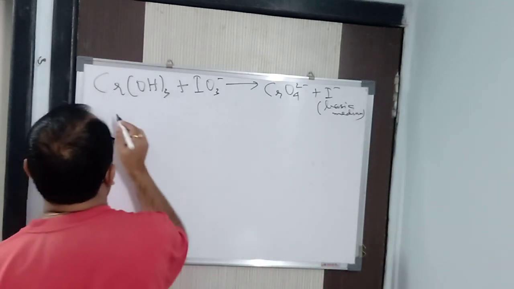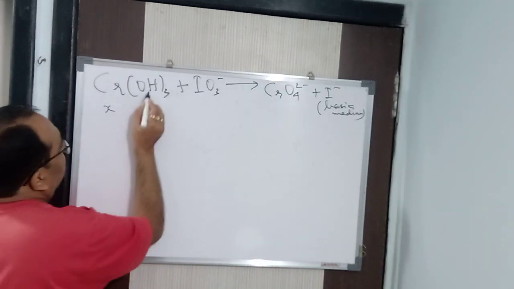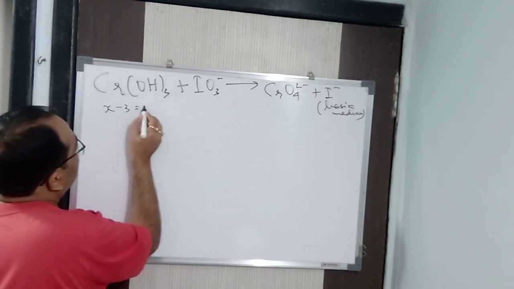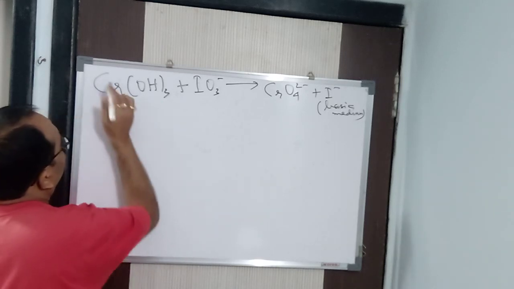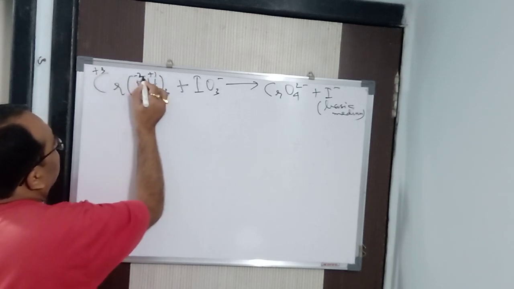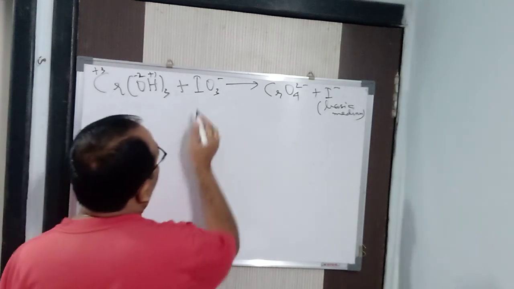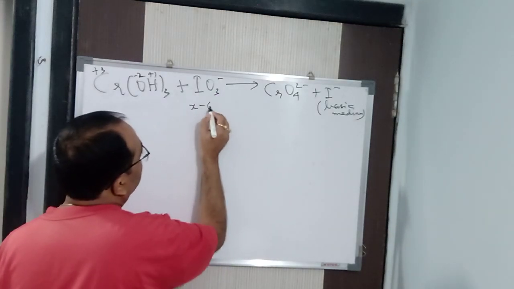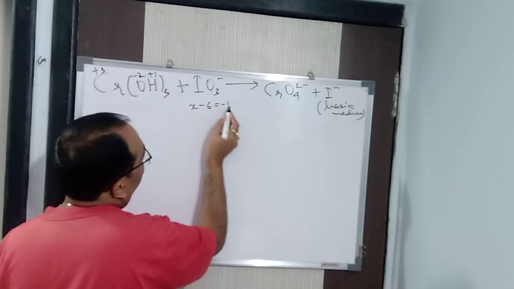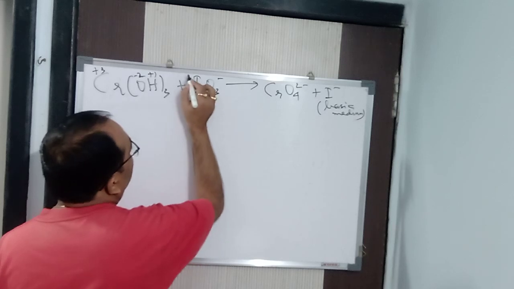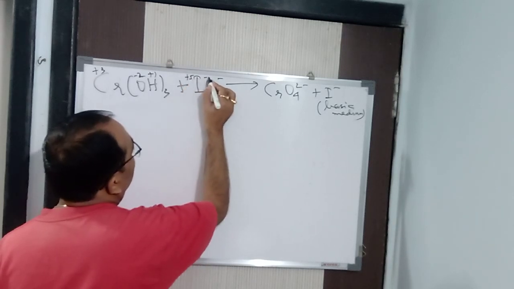Same thing, Cr, I'll find it out, X. Here you know OH is minus 1, you know that. So X minus 3 is equal to 0, so X equals 3. So chromium is 3, oxygen is minus 2, hydrogen is plus 1. IO3 minus, I'll find it out. I'll take it as X. 3 into minus 2 is minus 6, equal to minus 1. So it becomes, this side, plus 6 minus 1 is plus 5. So I is plus 5, oxygen is minus 2.